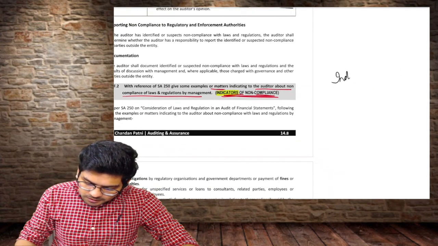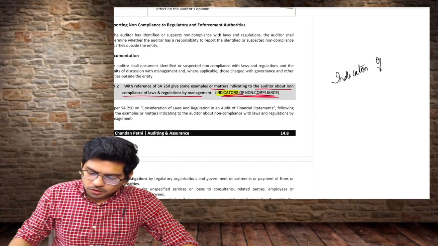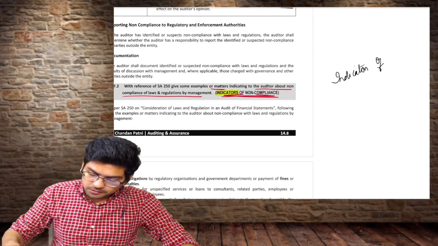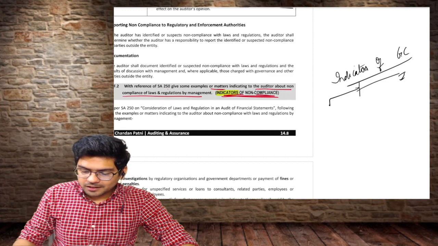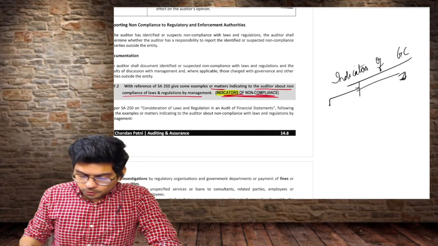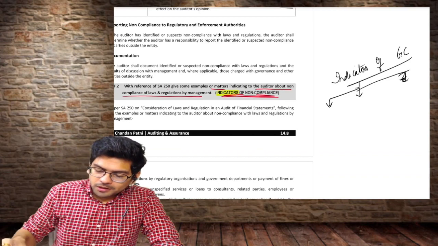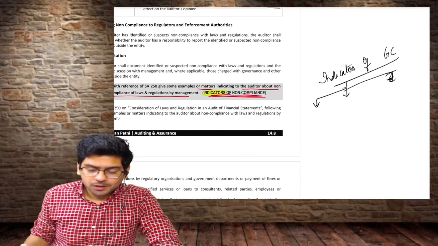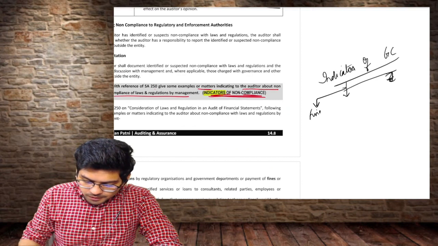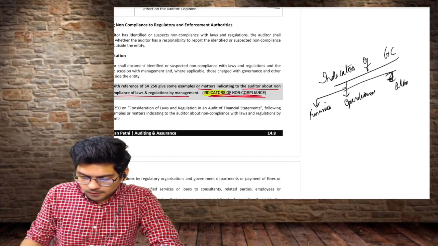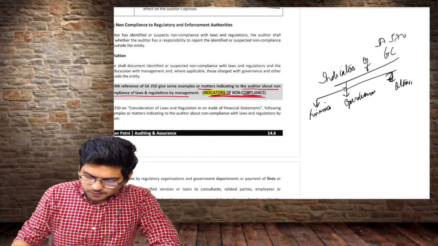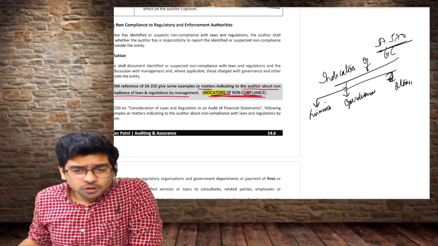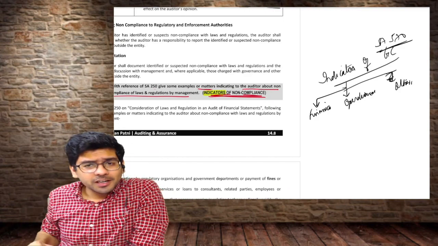If you remember, we covered something called indicators in case of going concern. We covered 3 areas. Do you remember? Indicators that the going concern assumption is not valid, not appropriate. What are the indicators? We covered the financial part, operational, and others. We covered this in SA. So financial indicators were there, operational indicators were there, and others.